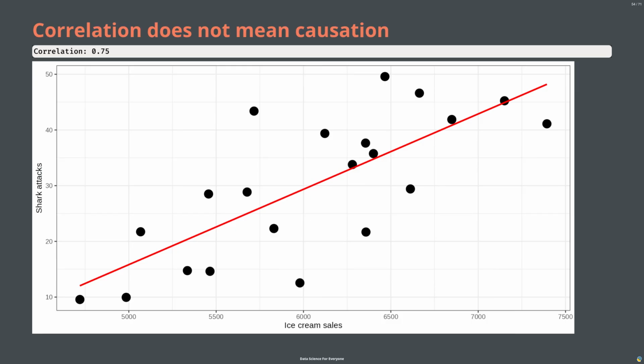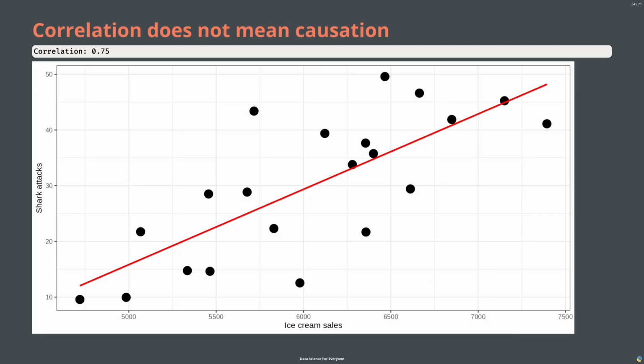Here's a great example to demonstrate that. In this plot, we can see a strong correlation between ice cream sales and shark attacks over time. The correlation coefficient is 0.5 and it looks like they're closely linked. But of course, we know that eating ice cream doesn't cause shark attacks, or shark attacks don't make people buy more ice cream. What's really going on is a third factor, the season.